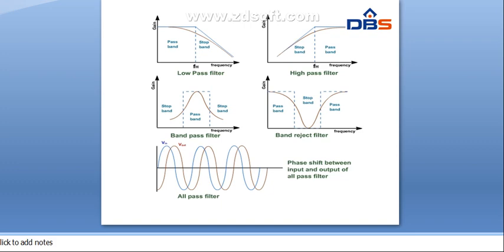The range of frequencies beyond FH is completely attenuated. This band is called the stop band. So the low pass filter allows frequencies from 0 to FH and attenuates frequencies above FH. Below FH is the pass band, and above FH is the stop band.